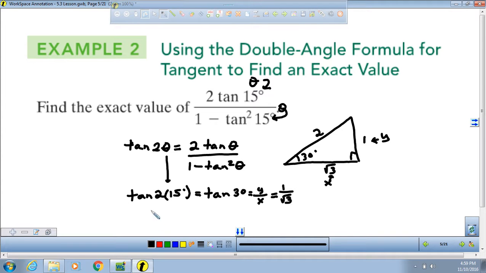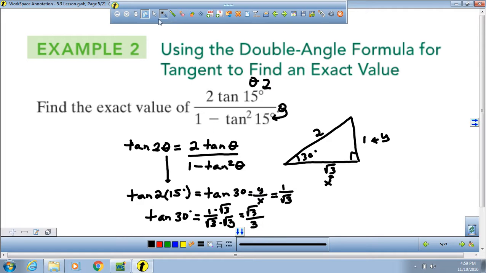But then you have to rationalize it, right? So if I rationalize 1 over square root of 3, I multiply the numerator and denominator by the square root of 3. That is going to be square root of 3 over 3. And that is the answer for this expression. So tangent of 2 theta in this problem is going to be square root of 3 over 3.